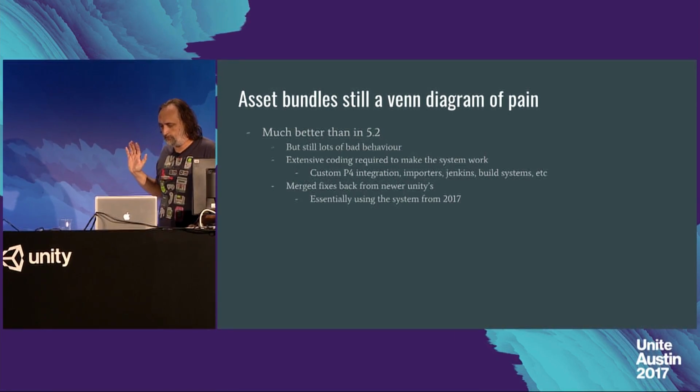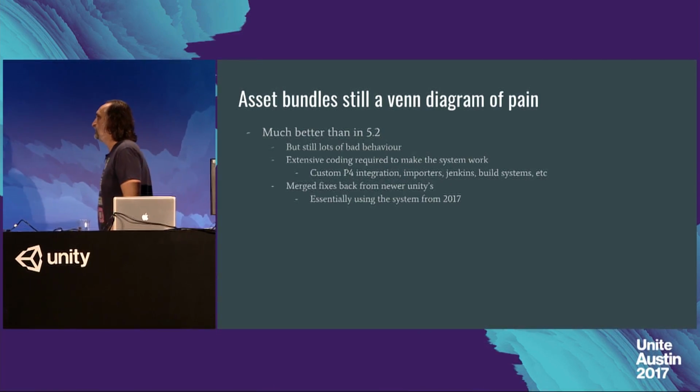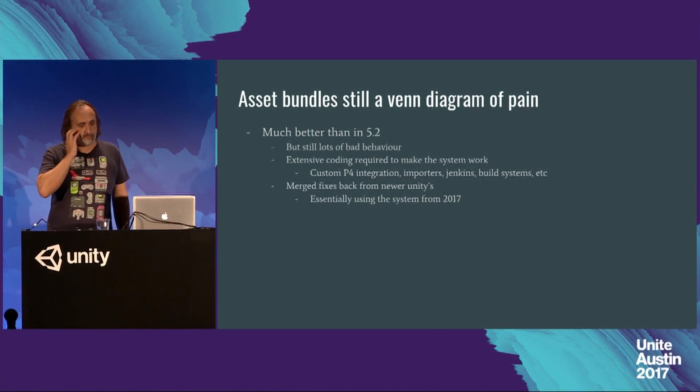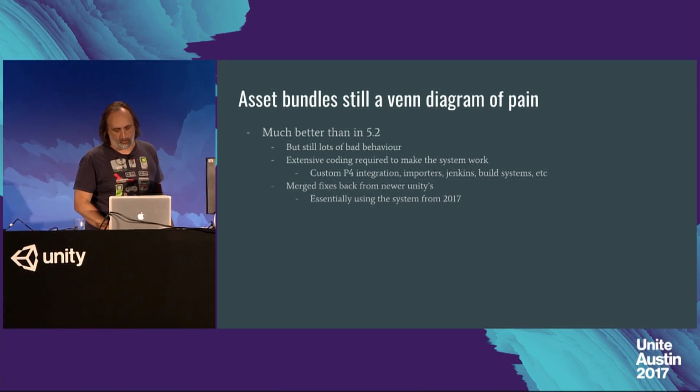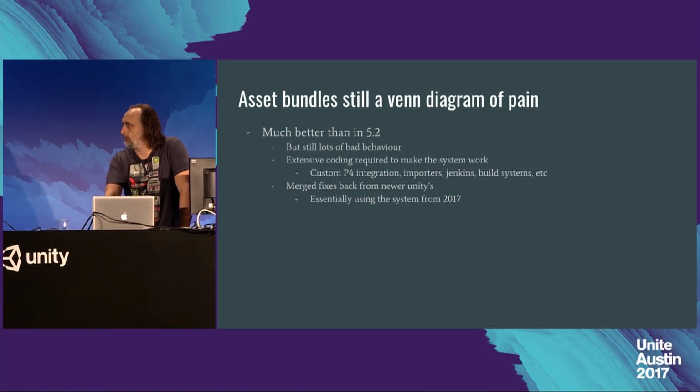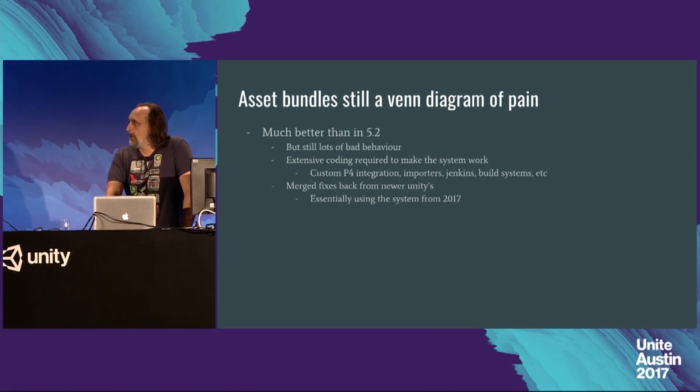So asset bundles are still like my most hated feature in Unity. They've gotten a lot better in terms of being able to trust that they work and stuff, but they require an incredible amount of coding around everything. And we had to merge a bunch of fixes back from newer Unities and things like that to get it all to work.